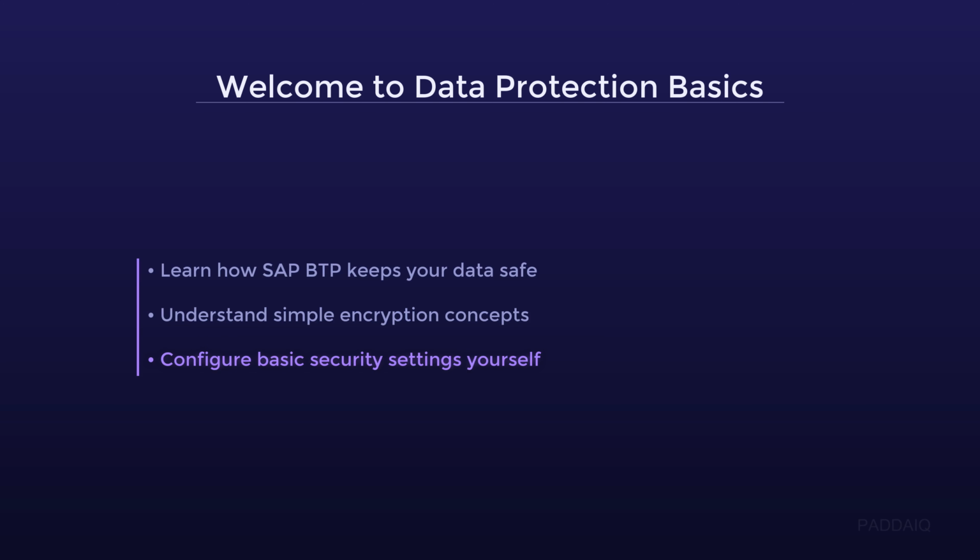Configure basic security settings yourself. This means you actively set up access controls and data encryption rather than relying on defaults. For example, you'd assign team members specific permissions to view customer data but not modify it. Taking these steps ensures your SAP BTP applications start with a strong security foundation.